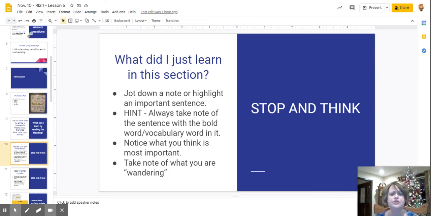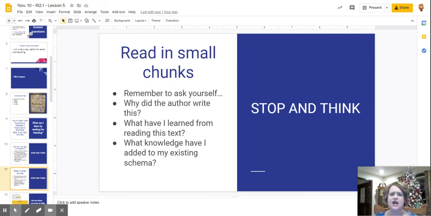Also, you want to notice what you think is most important about each paragraph or each topic. So as you're reading through, you might think to yourself, or you might notice, I'm wondering what is happening in this part of the story. So you want to take note of what you're wondering or what you're thinking.